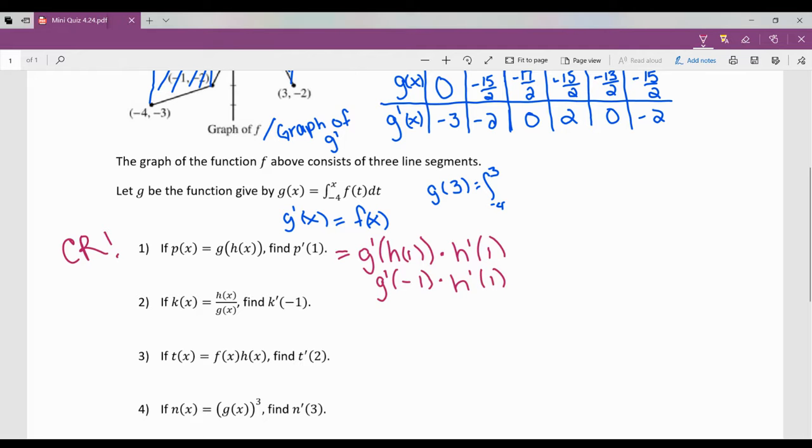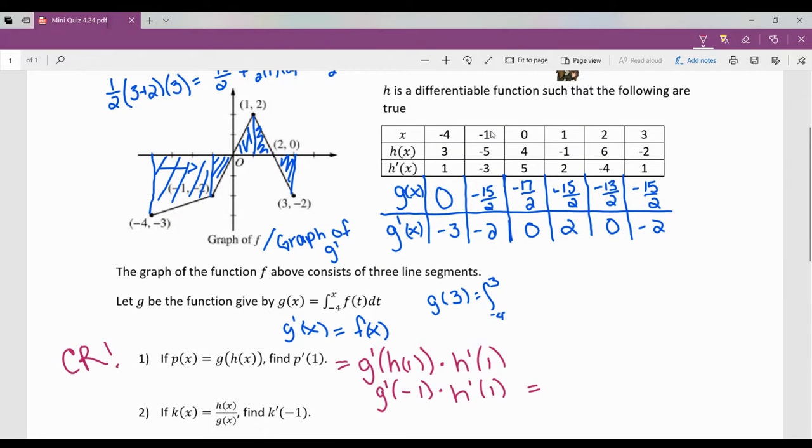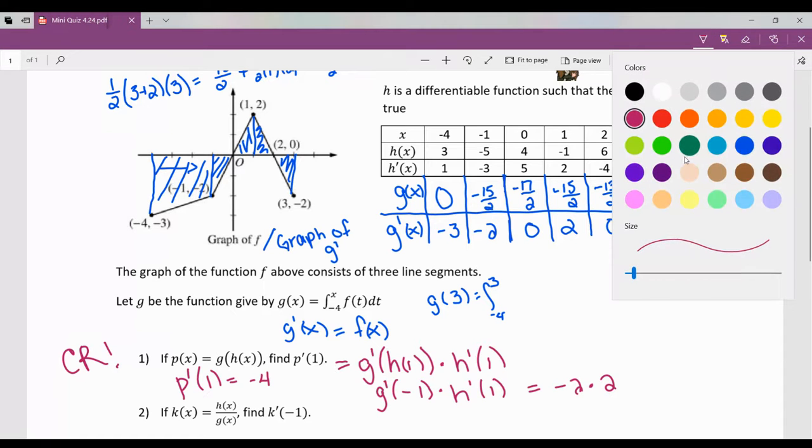All right, so final answer is going to be G prime of negative 1. So I go to G prime of negative 1, that's negative 2, times H prime of 1. H prime of 1 is 2. So my final answer, P prime of 1 is equal to negative 4. All right, on to the next one. We'll switch pen colors.